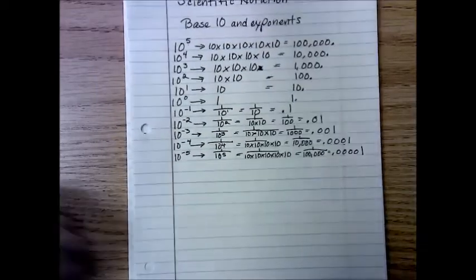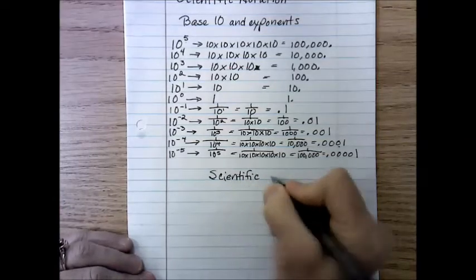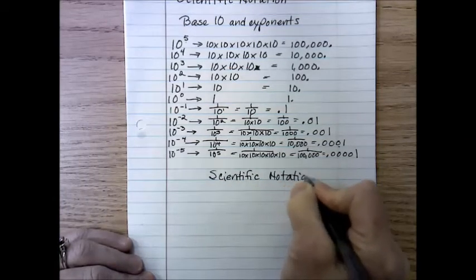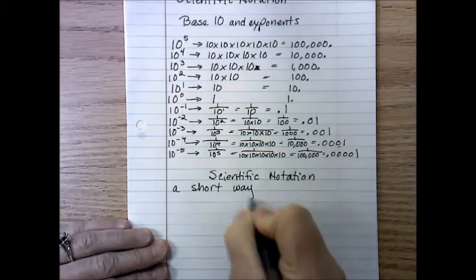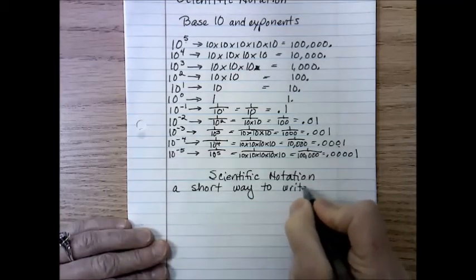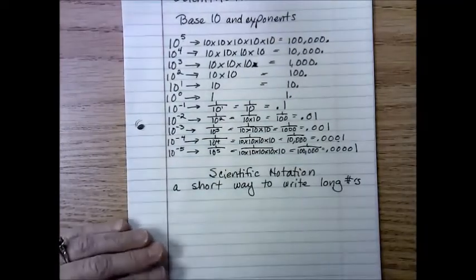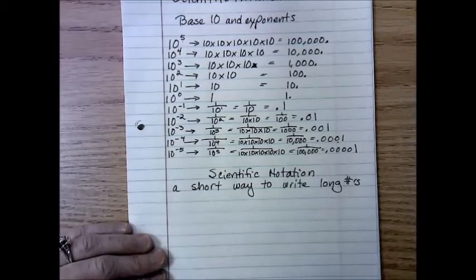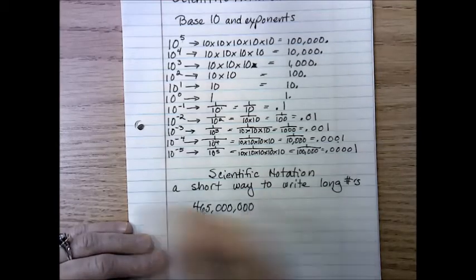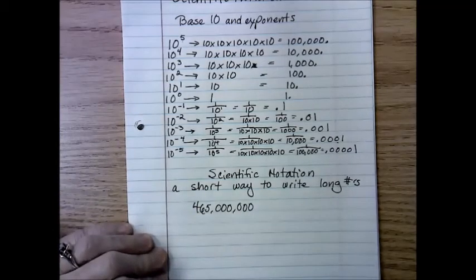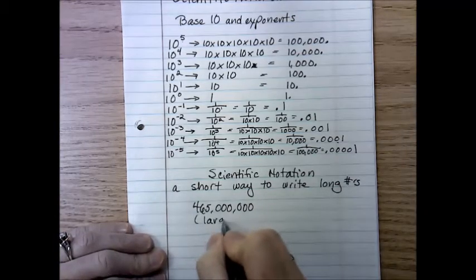So now, to move on to scientific notation, scientific notation is a short way to write long numbers. All right, so we could have a number that's a fairly long number, and I would not want to have to repeatedly write that number with all those zeros. Now this number is fairly large.